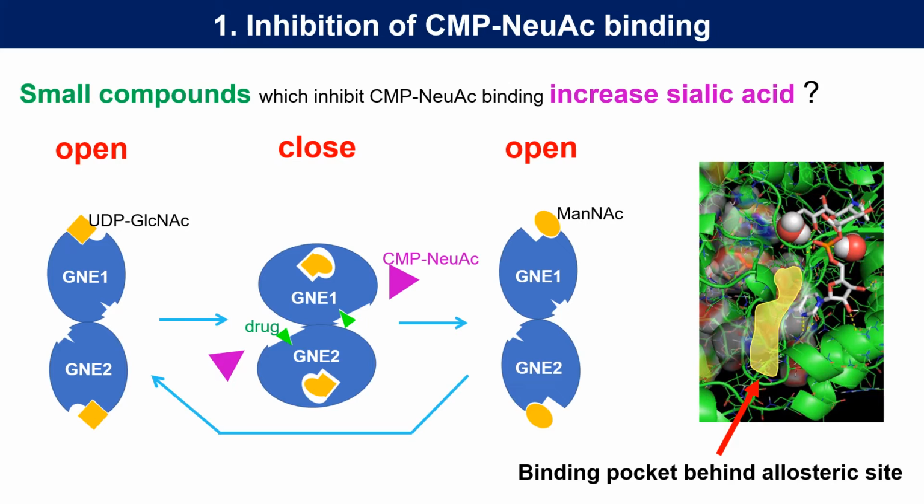We first tried to inhibit the binding of CMP-NeuAc using small compounds. We found a cavity in the back of the CMP-NeuAc binding site, and we thought that small compounds that fit this cavity have a possibility to inhibit the binding of CMP-NeuAc and inhibit the interruption of formation change by CMP-NeuAc. So I asked Dr. Sekijima's lab to perform in-silico drug screening to this cavity and to select compounds which well fit this cavity by not interrupting the formation change of GNE.